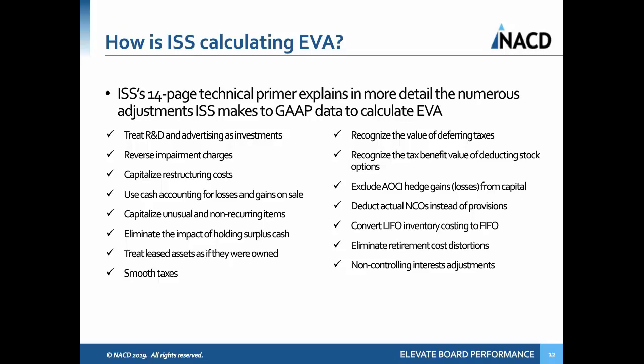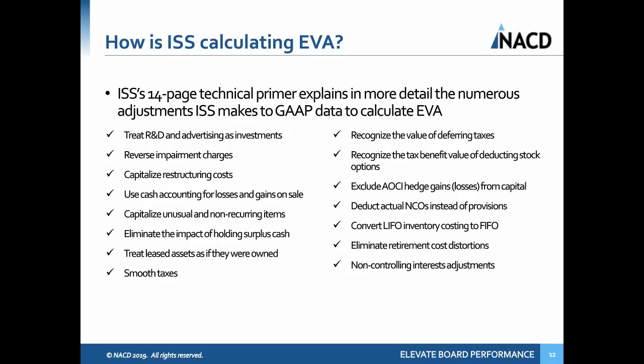Some of these adjustments are very common, very relevant and very important, including excess cash adjustments, treating leased assets as owned assets, which some of the accounting professionals on the phone know is kind of going away under some of the new accounting standards. Tax smoothing, deferred tax adjustments, adjusting inventory to a FIFO cost structure.